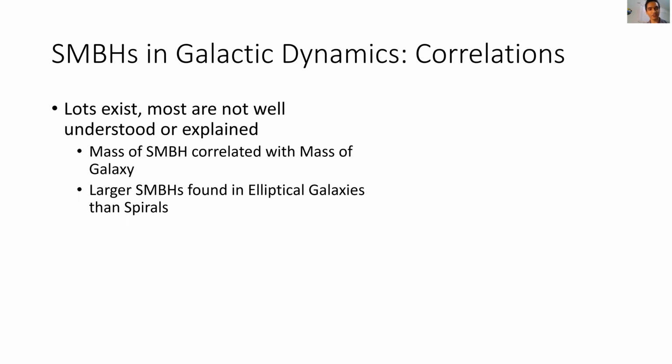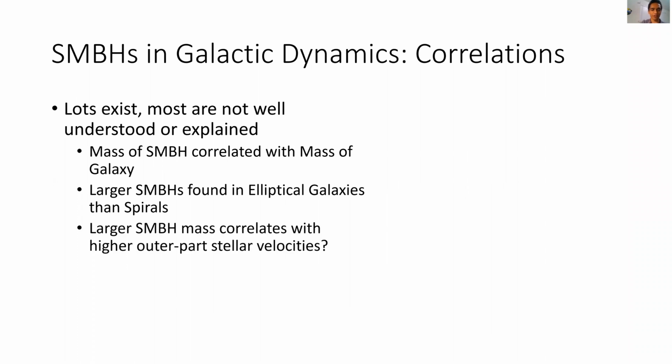Another one is that larger supermassive black holes are found in elliptical galaxies rather than spiral galaxies. We expect this because elliptical galaxies are larger mass in general. They also tend to be older, and some people think that they come from mergers of galaxies and stuff. That makes sense to me.